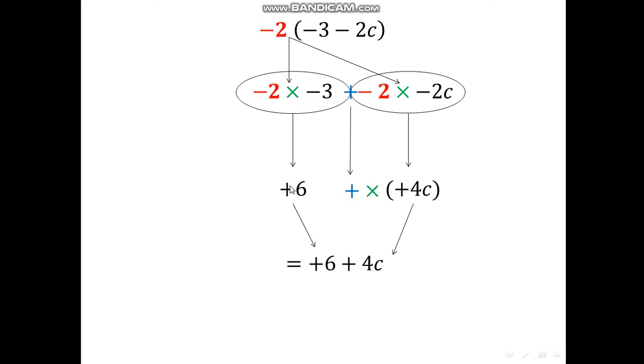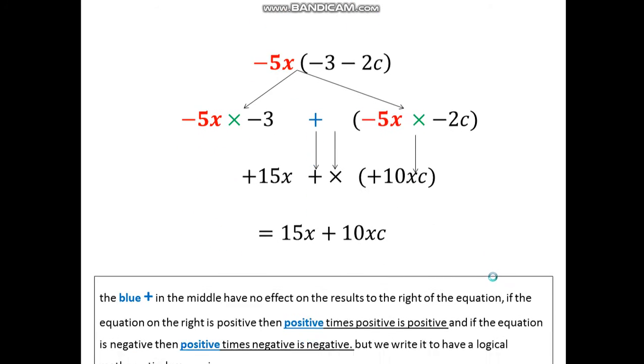Minus by minus gives me plus. 2 by 3 gives me 6. Plus comes down. Minus times minus gives me plus. 2 times 2 gives me 4, and the c comes down. Okay, plus c comes down. Now this one, plus times plus, you multiply this plus, because as I told you, between the bracket and the plus it's multiplication here. Look, so plus times plus gives you plus, and 4c comes down.